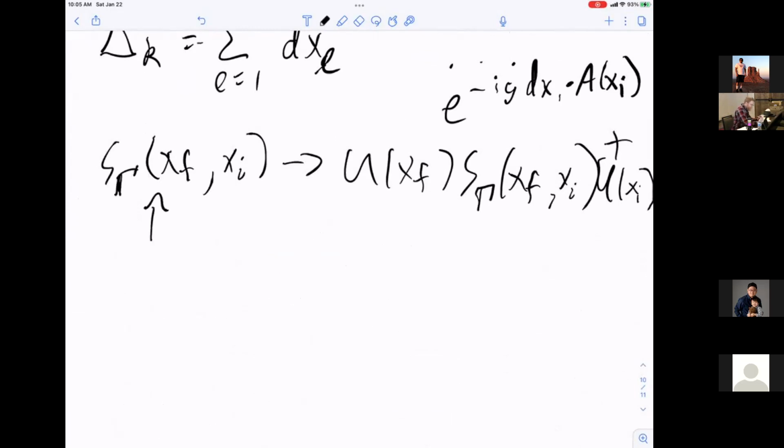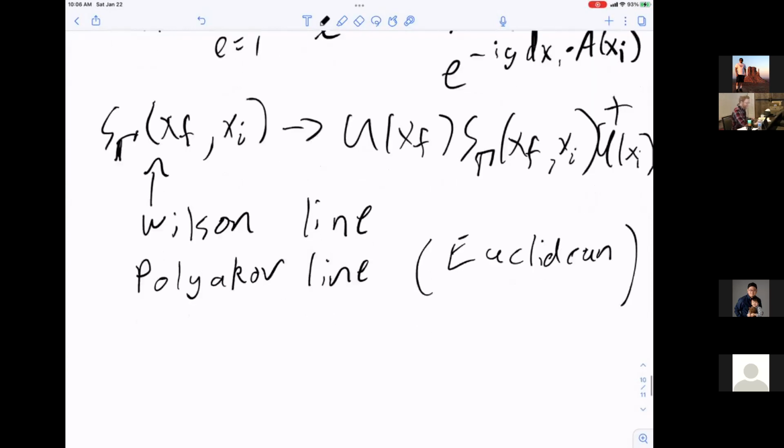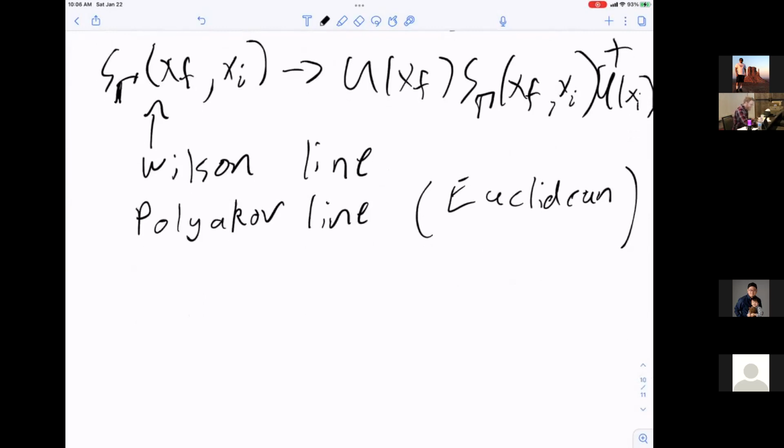This object we call a Wilson line. Unless you're Russian, in which case you might call it a Polyakov line. But people try to be fair and they only do it when you're talking about Euclidean space. Because anything that Wilson did, Polyakov did better. Wait, no, sorry. Anything that Polyakov did, Wilson did better. Some Cold War going on there.